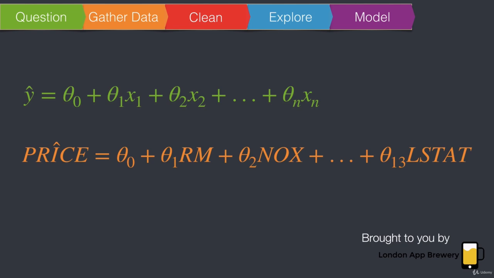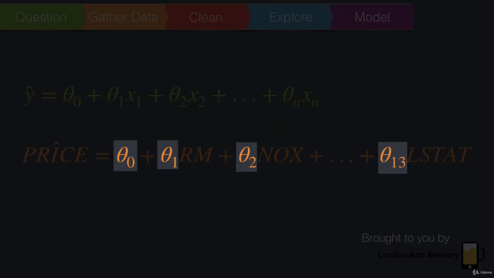Okay, so this is the model for our regression that we will be fitting our data to. And when we run our Python code, we'll get a value for each of these theta parameters that we see here. These are going to be our coefficients that we're interested in.